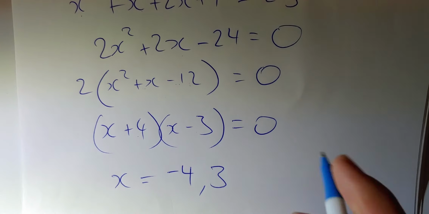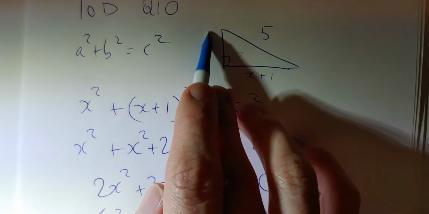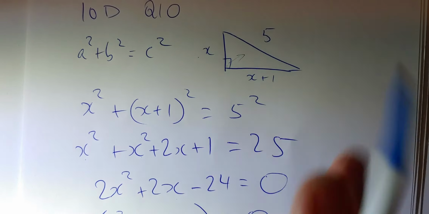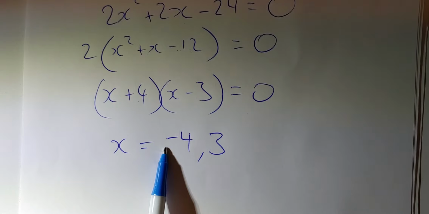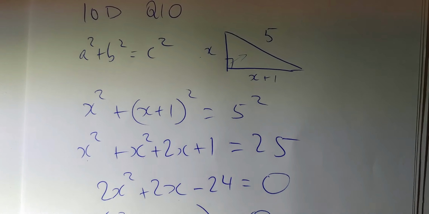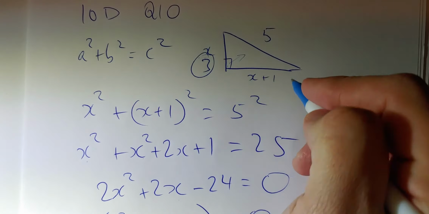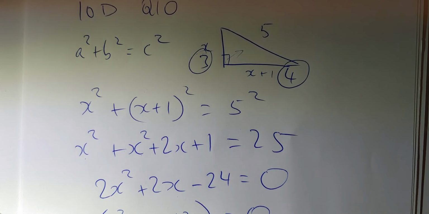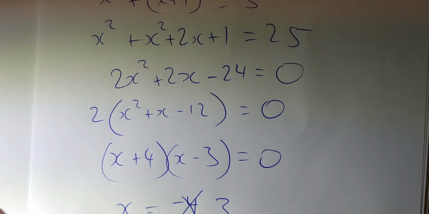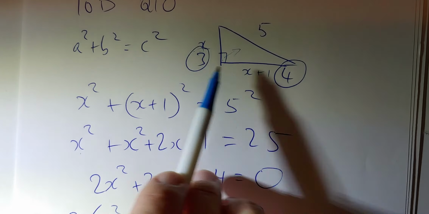Now, remember the question up the top. x is the length of this part of the triangle. It cannot be negative 4. It has to be 3. So if this x is 3, from our solving, x plus 1 is 4. And the question, I think, just said solve for x, but if the question said what are all the sides of the triangle, you will have to use your answer for x to go back up and put it in to find out what the actual lengths are.